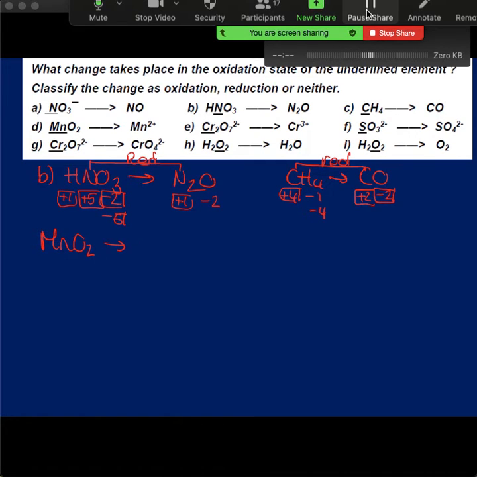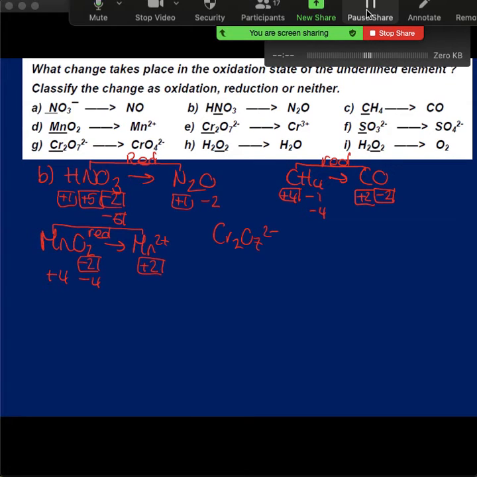MnO2 goes to Mn2 plus. For the Mn2 plus, the rule is, if it's a simple ion, then it just gets the charge. So over here, oxygen is negative 2, 2 of them, negative 4. It must make the manganese plus 4. Manganese is going from plus 4 to plus 2. It is a decrease. It is a reduction.